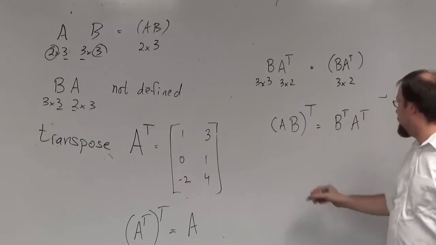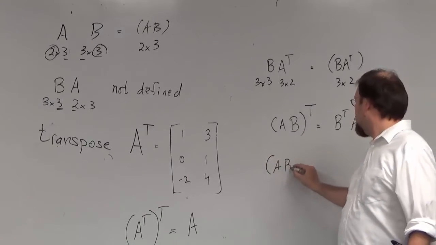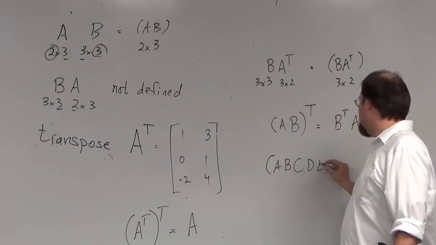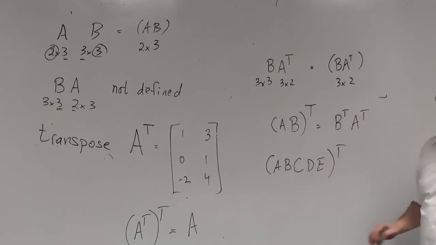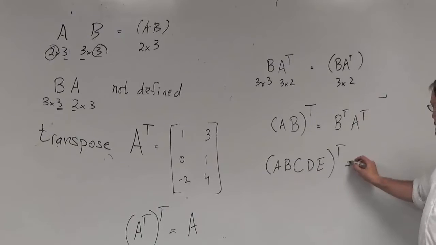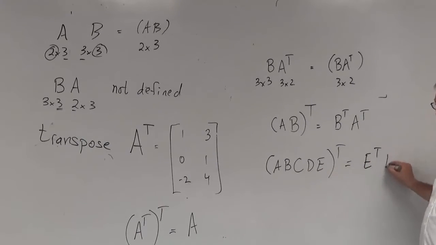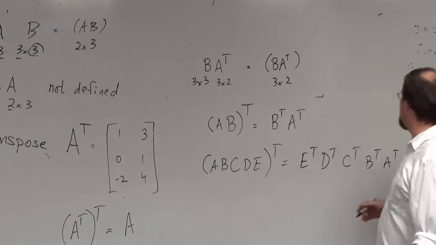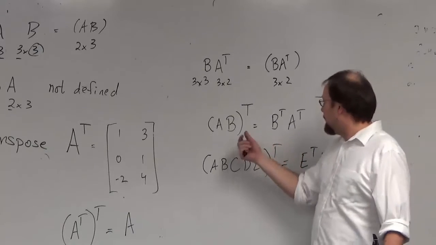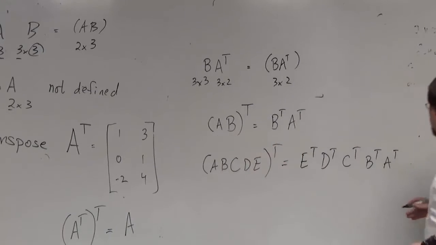And you can generalize this. If you have (ABCDE) transposed, where these are all matrices, this is equivalent to E transpose, D transpose, C transpose, and so on. So you have to reverse the order of the matrices. You can probably see that if you just analyze the dimensions, or the sizes.